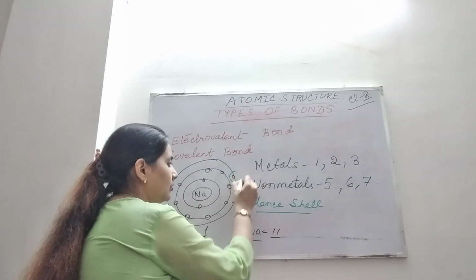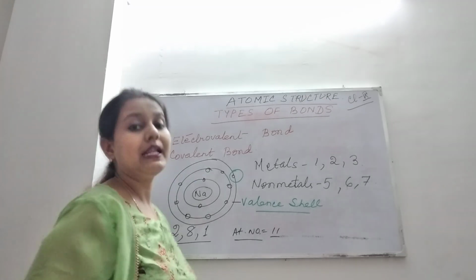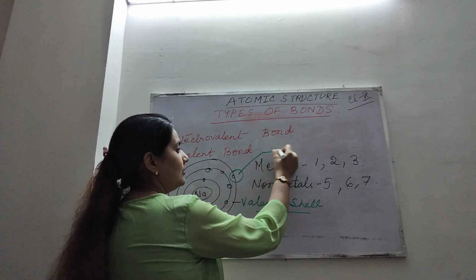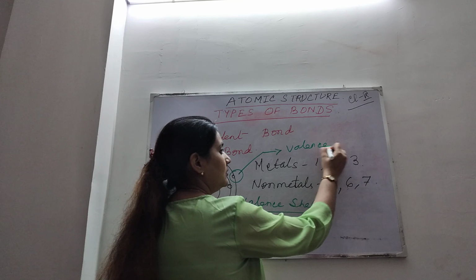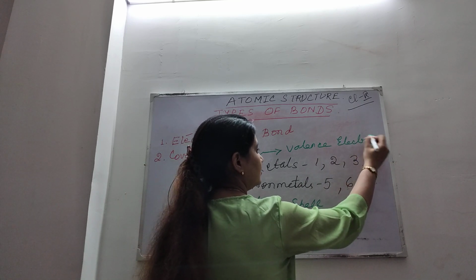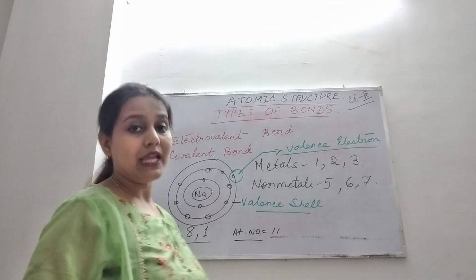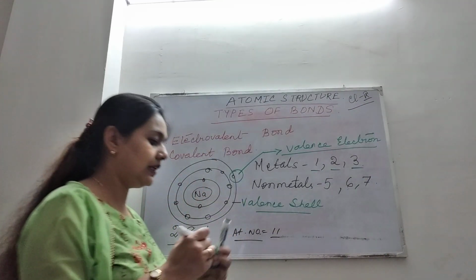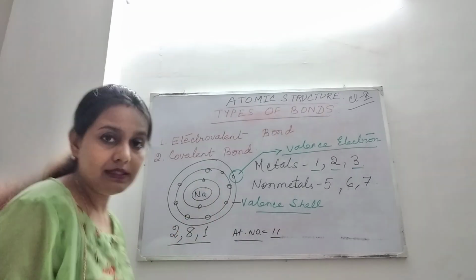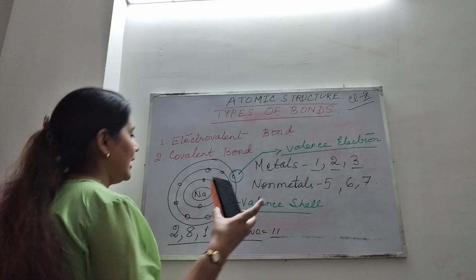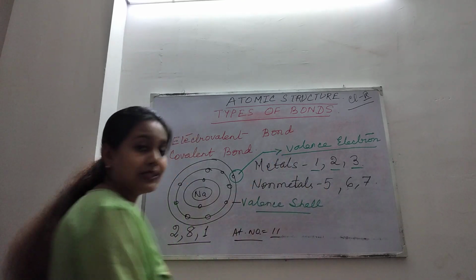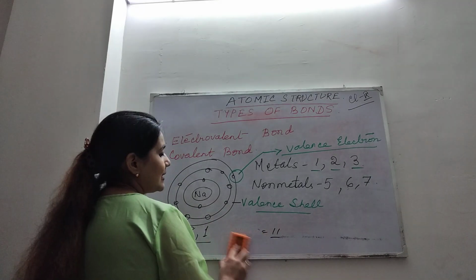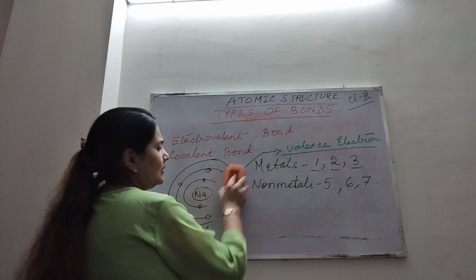And the electron which is present here in the last shell, that is the valence shell, is known as valence electron. So we call this electron as valence electron. Hence, those elements which have got 1, 2 or 3 electrons in the last shell, we call it as metals. And similarly, those elements which have got 5, 6 or 7 electrons in the outermost shell, we call them as non-metals.